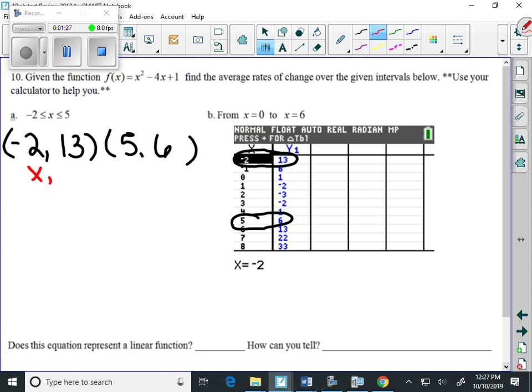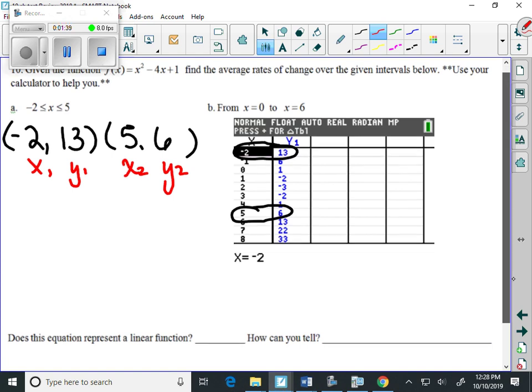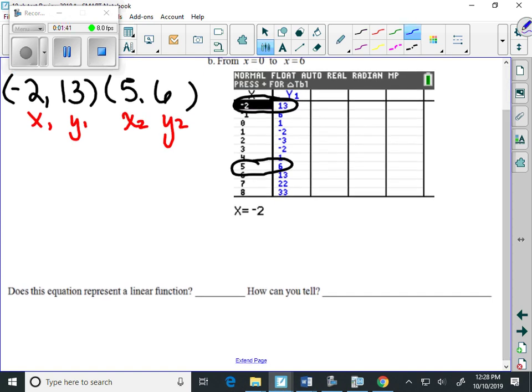Here's x1, here's y1. Here is x2 and y2. The formula that we're using on this is the slope formula. The slope formula being y2 minus y1 over x2 minus x1. So we're going to fill that in.